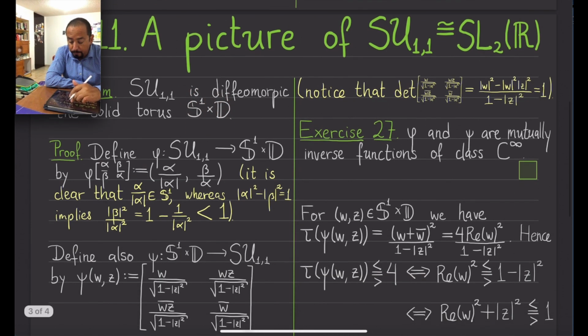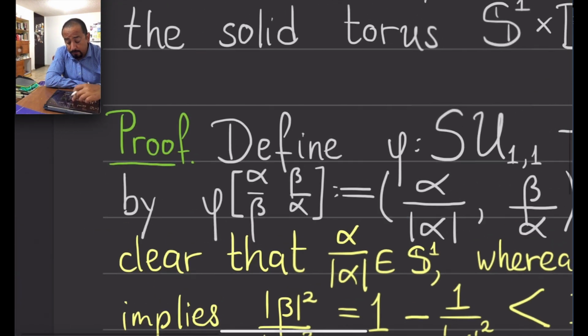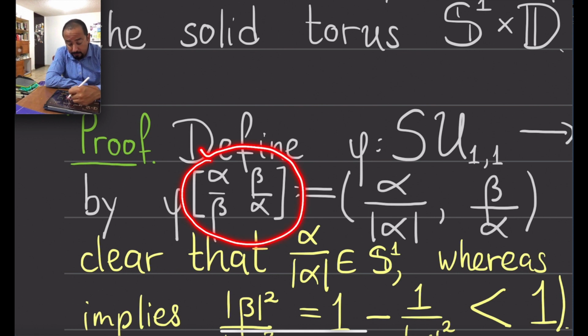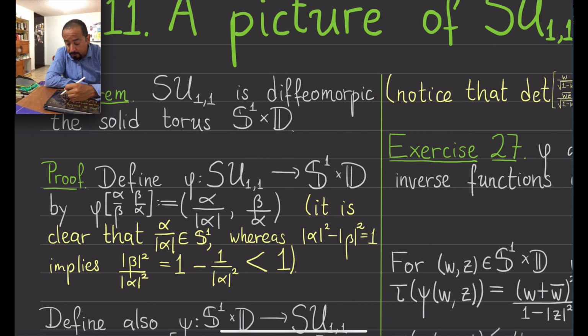Okay, and the proof. Once one has the formulas, it's not easy. I'm not going to say how one obtains the formulas. Just define first a map from SU11 to the solid torus by: if they give you a matrix in SU11, where the entries are complex numbers alpha, beta, beta conjugate, and alpha conjugate, and such that the determinant of the matrix is 1, then you send it to this pair.